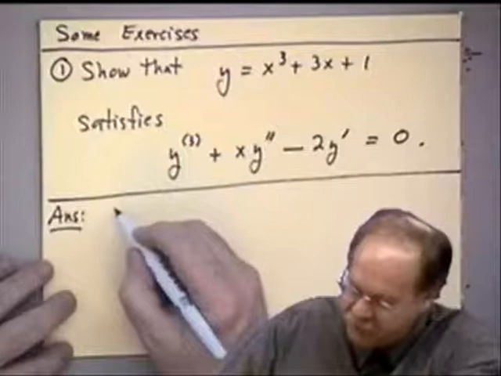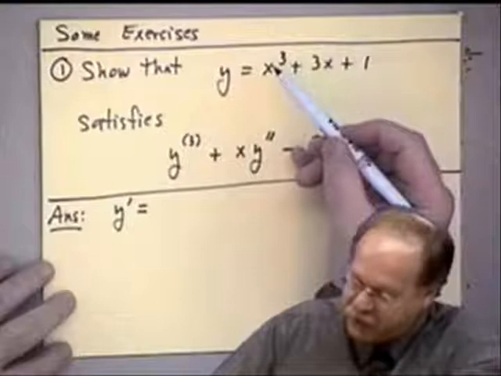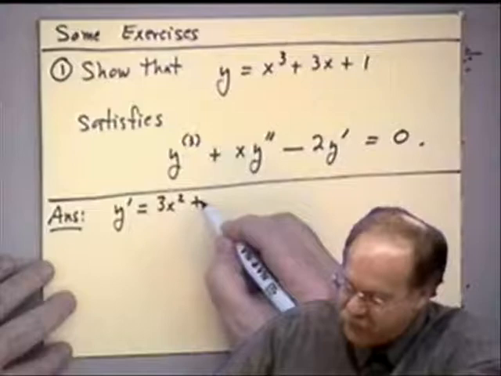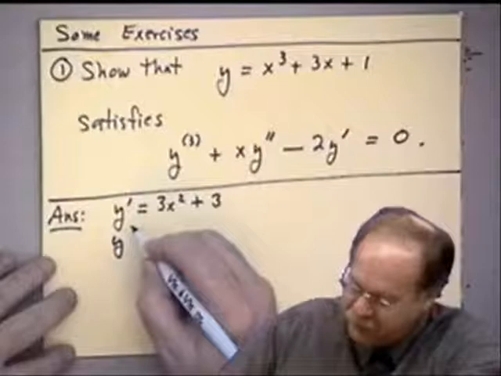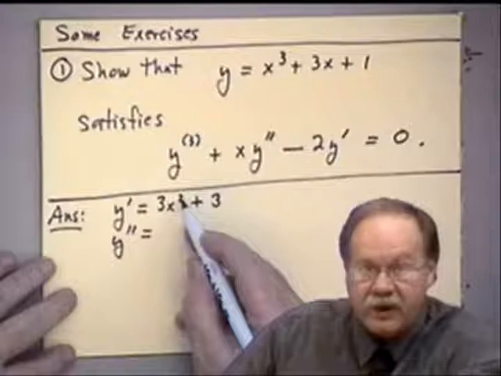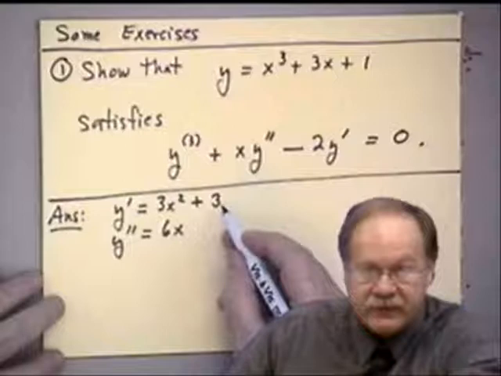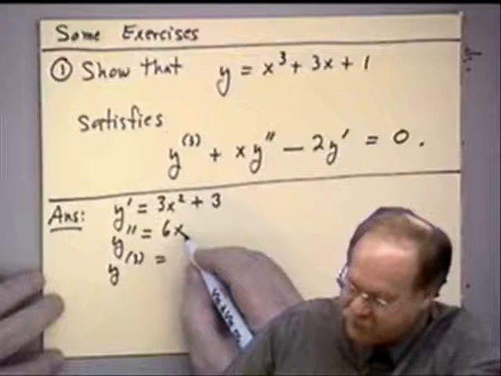So y prime is what? Well, here's my original. The derivative of x cubed is 3x squared. The sum is the sum of derivatives, so I can put a plus there. The derivative of 3x is 3 times 1, or 3. And then the derivative of 1, of course, is 0. So there's my first derivative. What is my second derivative? The second derivative is going to be 3 left alone times the derivative of x squared, which is 2x, which gives me 6x. And again, the derivative of the plus 3, a constant, is 0. And finally, the third derivative is just the derivative of 6x, which is just 6.